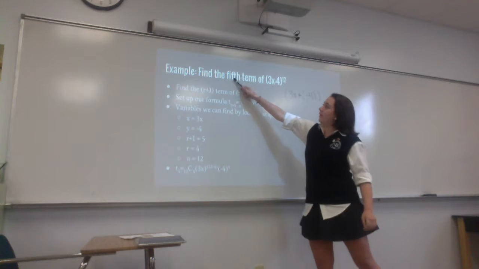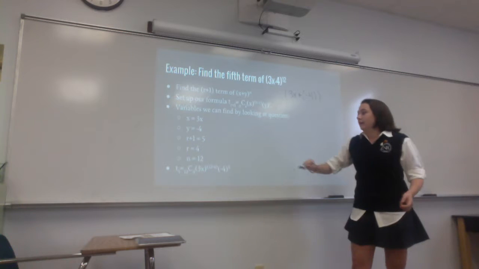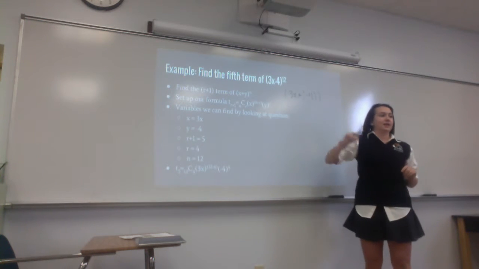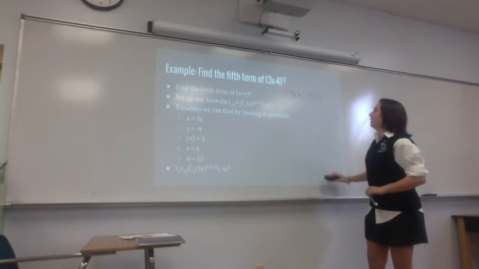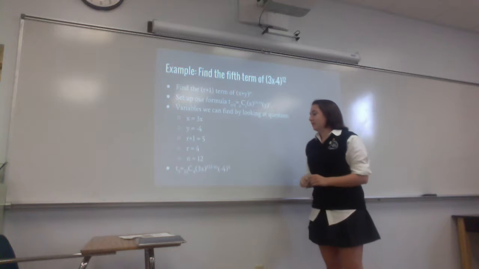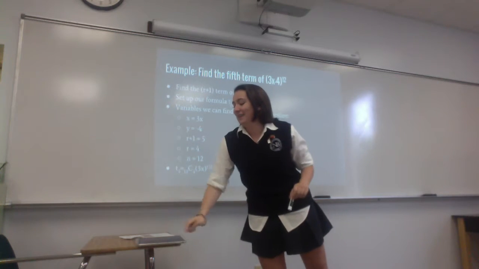r plus 1 would be 5, because we're finding the fifth term. And then to find r, we subtract 1 from r plus 1, and we get 4. And then n, like I said in the beginning, is our exponent. After we get our variables, we plug them right into our magic formula. Everyone still with me? Yeah. Amazing.